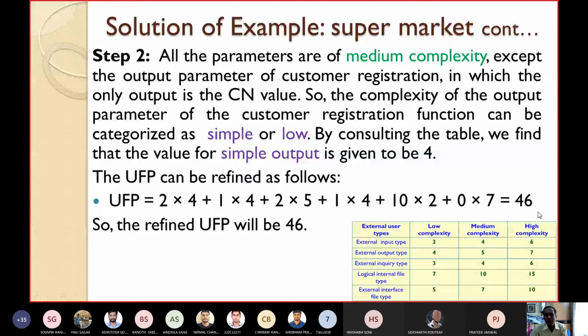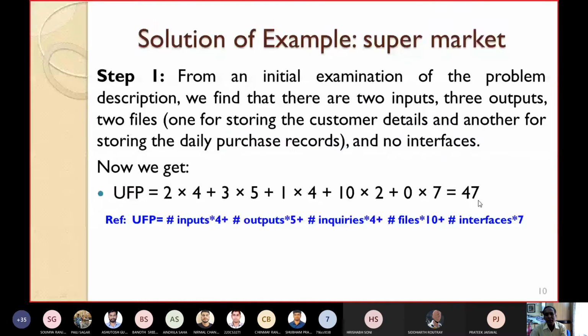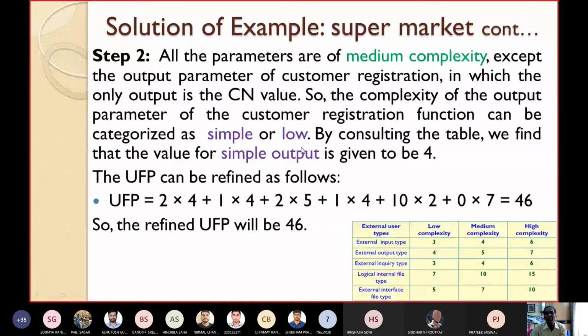So this is the refined value. Previously it was 47. But now that we have categorized the input, output, etc. more accurately, we found that all are medium except one, which turns out to be low. Here, even a layman can say that generating the roll number or customer number is very easy, so it must be simple. It should not be medium or high complexity. In that way, the UFP has been refined. So the refined UFP will be 46, it should not be 47. In this way, you can initially find the UFP value.